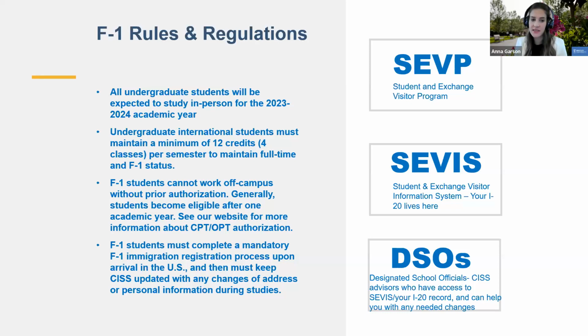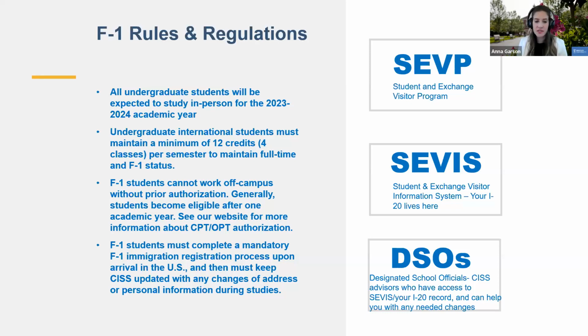Another thing to keep in mind is that students on F1 visas cannot work off campus without authorization. So generally, students become eligible for off-campus employment after an academic year. We have a lot of information on our website about CPT and OPT, which are the types of work authorization you'll be eligible for once you're here. So we won't go over those today because it's really detailed, and again, you're not eligible right away. So you have some time to learn about that.